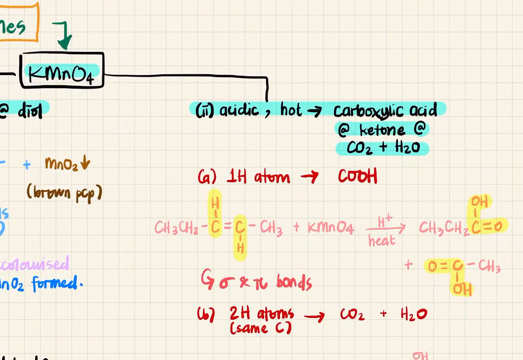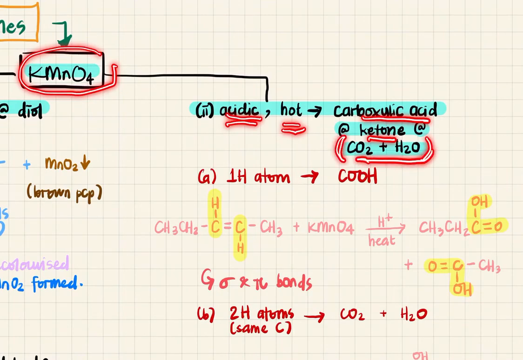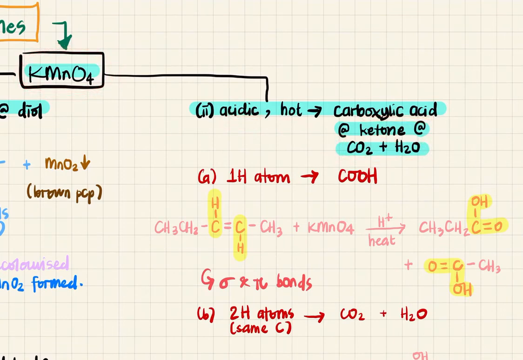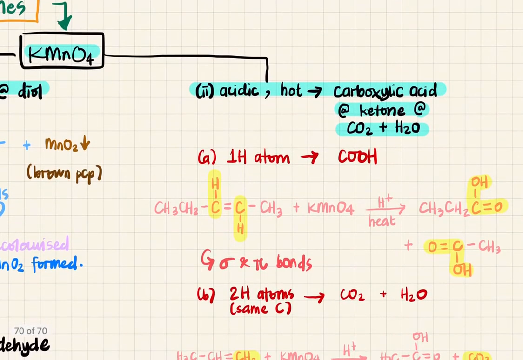So what if we have oxidation using KMnO4 in an acidic and hot condition? You will form carboxylic acid or ketone or carbon dioxide and water. This one comes together, okay? Alright, how do we know what kind of product we will form? We will have to look at our carbon-carbon double bond to apa yang attached to it, okay? So let's say right here, okay, awak ada carbon-carbon double bond and it has one hydrogen atom attached to itself.